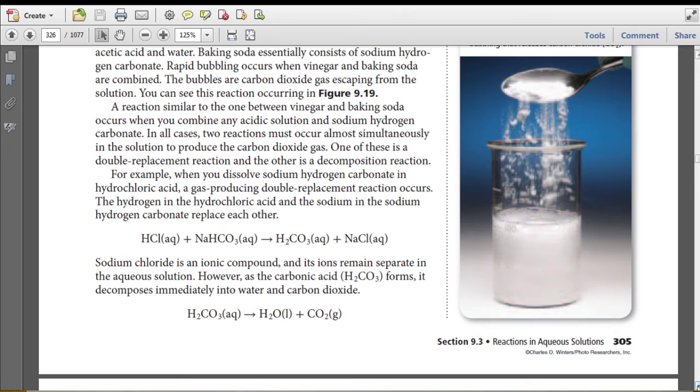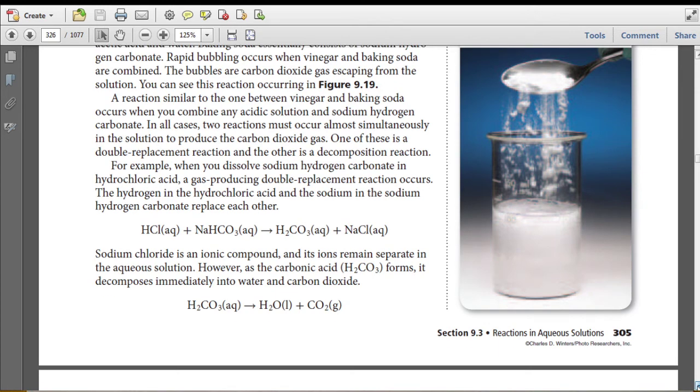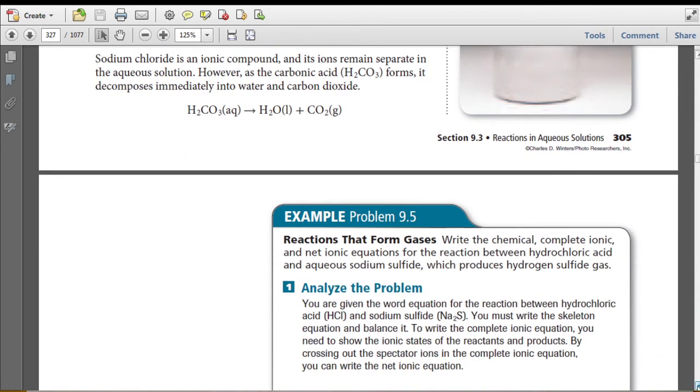The hydrogen in the hydrochloric acid and the sodium in the sodium hydrogen carbonate replace each other, and in doing so, sodium chloride is the ionic compound, and its ions remain separate in the aqueous form. However, as the carbonic acid forms, it decomposes immediately into water and carbon dioxide.